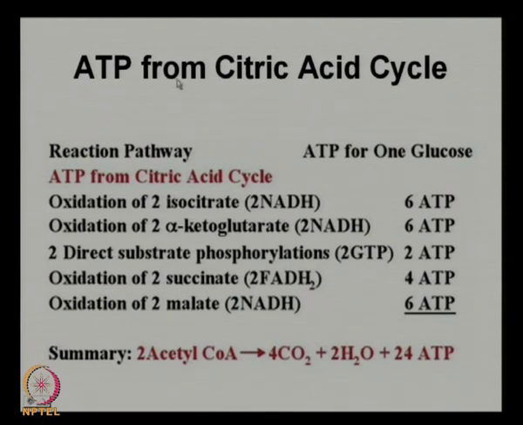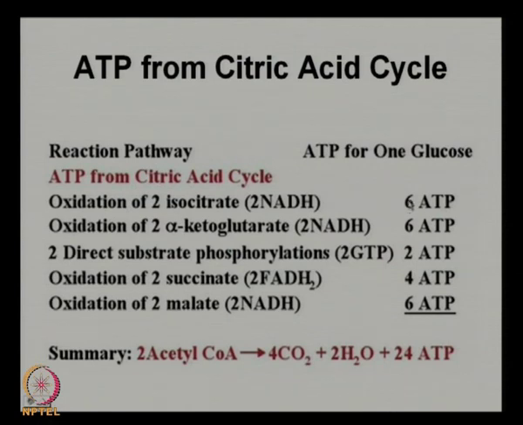And if we see the ATP from the citric acid cycle, we can find that the oxidation of 2 isocitrate gives 2 molecules of NADH. That means 1 molecule of NADH is equivalent to 3 molecules of ATP, so it is 6 molecules of ATP equivalent. Oxidation of 2 alpha ketoglutarate is also giving 6 molecules of ATP. 2 direct substrate level phosphorylations are giving 2 molecules of ATP.